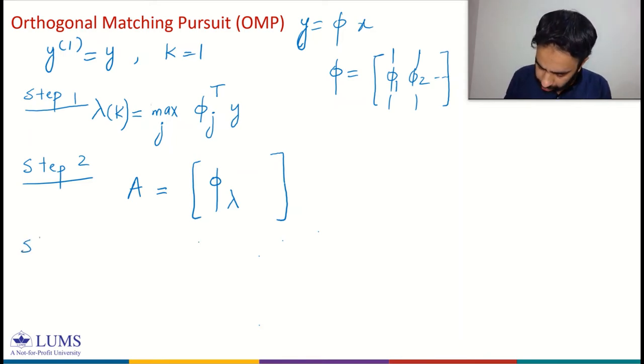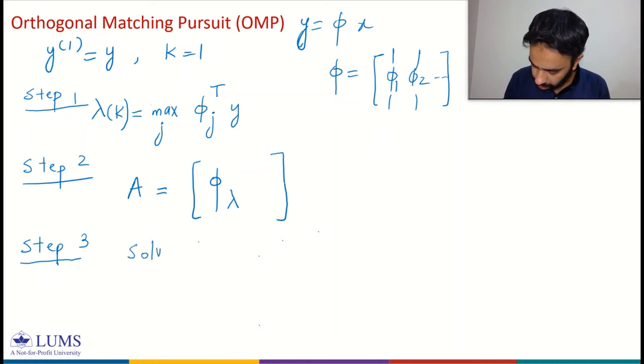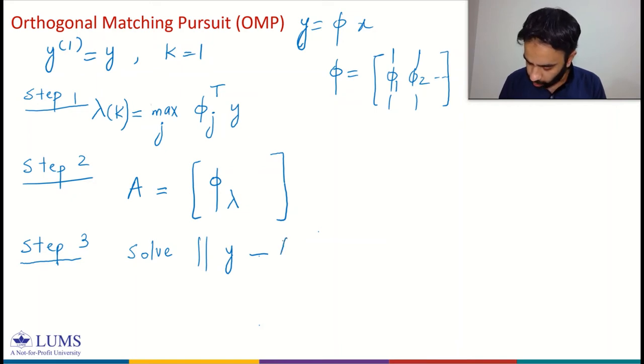Using this matrix A, we solve a very simple least square problem. We minimize the norm of y, the original y, minus A times x, where x is the first iteration x. I use superscript k with x, and the norm here is the Euclidean norm, 2.